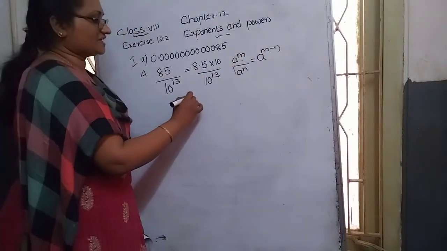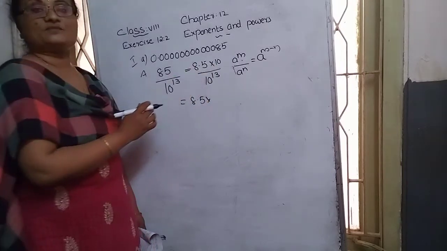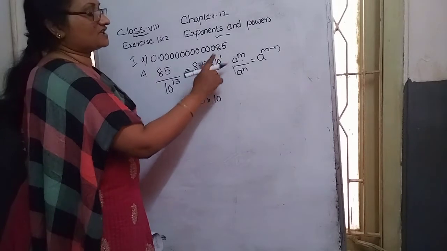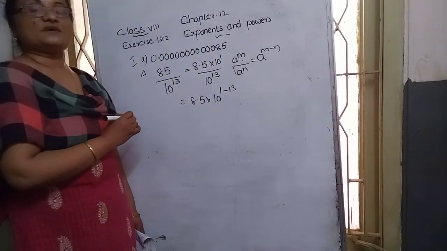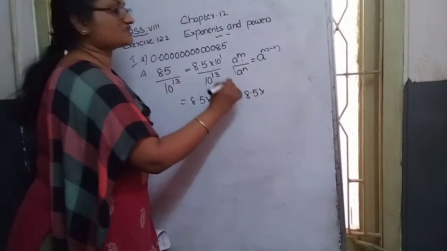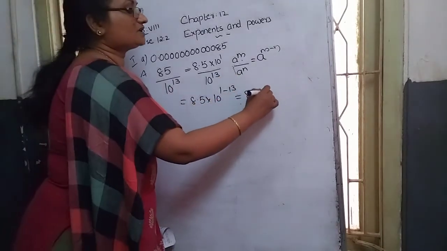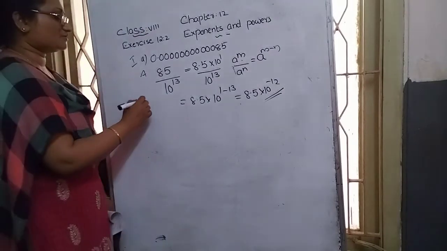In this question, 8.5 into, both numerator and denominator have base 10, and the power m is 1 and n is 13. They are subtracted: 1 minus 13. So the final answer becomes 8.5 into 10 power minus 12. In this way we want to solve.